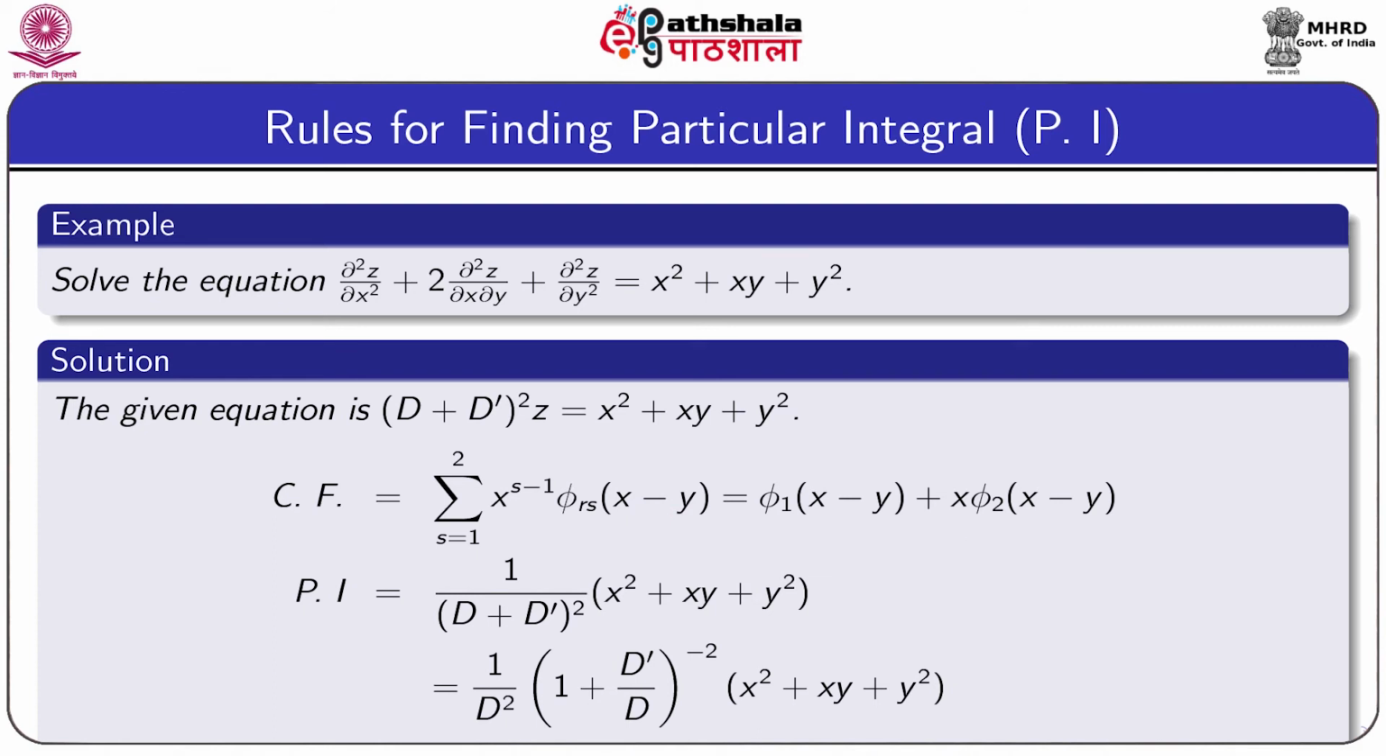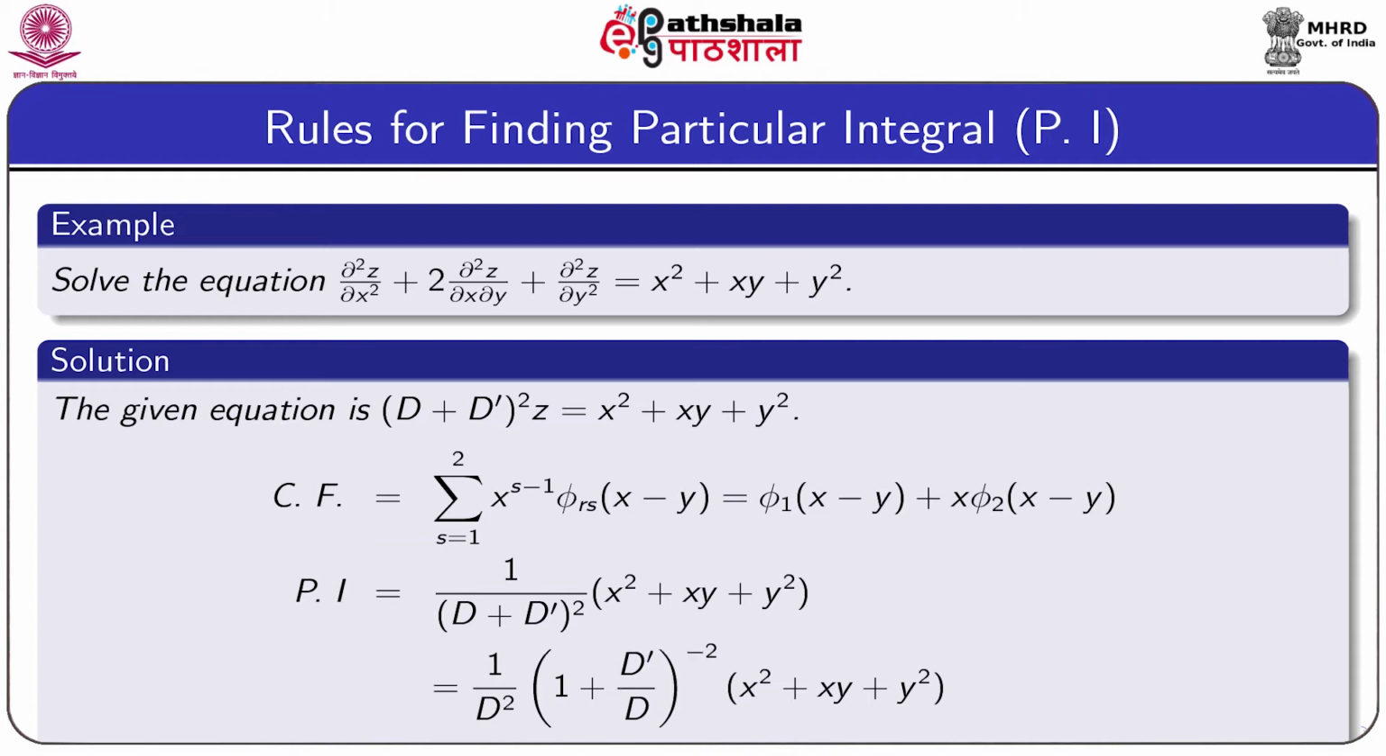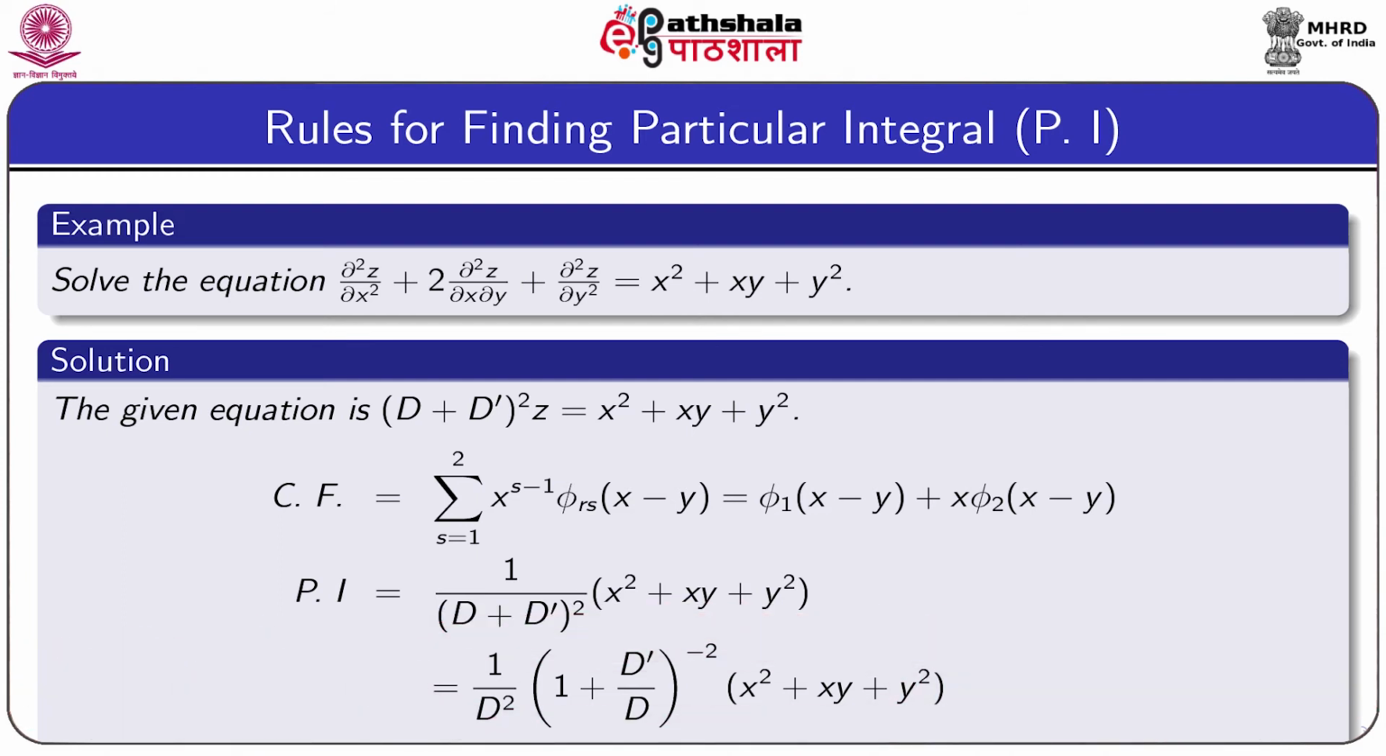Now, the particular integral is 1 by F(D, D') operator. In this case it is 1 by (D + D')² operating on x² + xy + y². Here we take the factor D² out, and then the denominator becomes (1 + D'/D) to the power 2. So, we need to operate (1 + D'/D) to the power minus 2, and we have to expand this series by the binomial theorem.